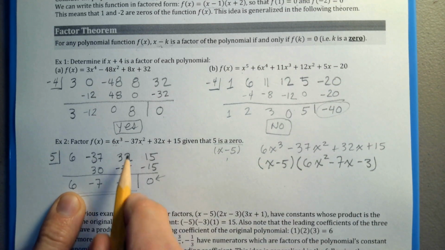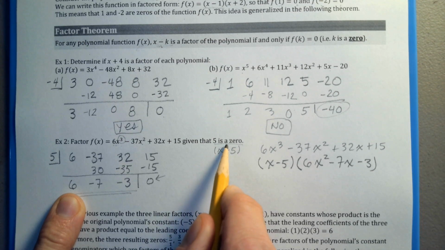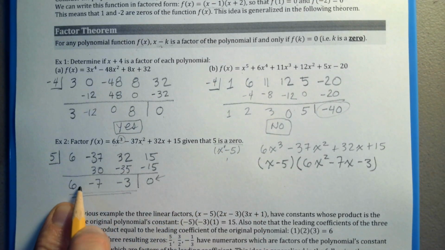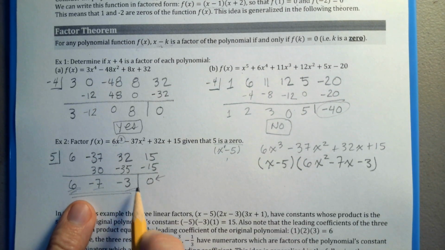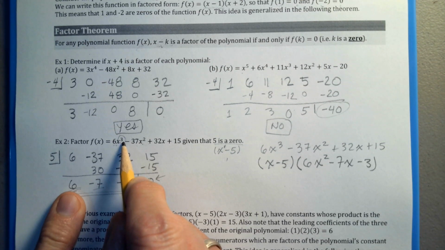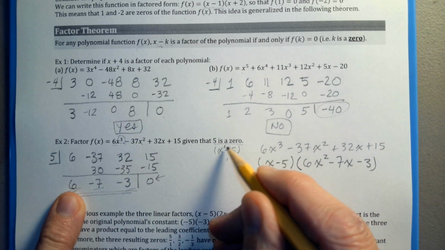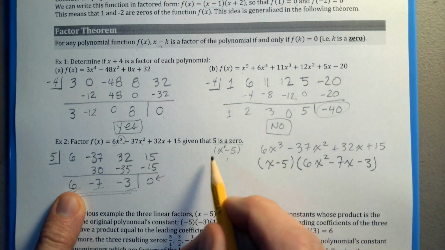So also remember that we started with degree 3. We're dividing by a degree 1. This will be a degree 2 coefficient, degree 1 and constant. So the degree of our answer is always 1 less than the degree we started with because we are dividing by a binomial, a linear binomial of degree 1.